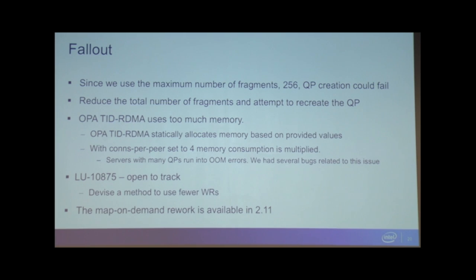So we have a ticket currently open to see how we can reduce the 256 to something reasonable, because really with FRMR or FMR, you only need 3 work requests, so you can actually reduce that 256 to only 3. But we need to figure out a way to do it properly. We're looking to do that, hopefully landed on master soon. And the MapOnDemand rework that I described is in 2.11.